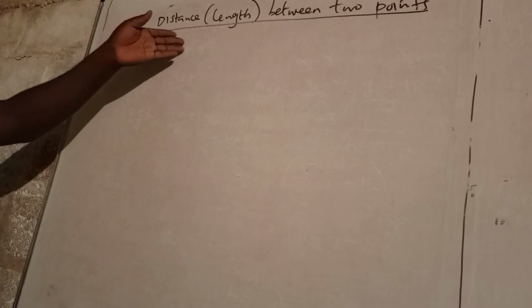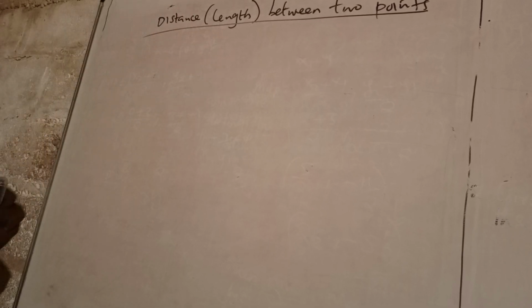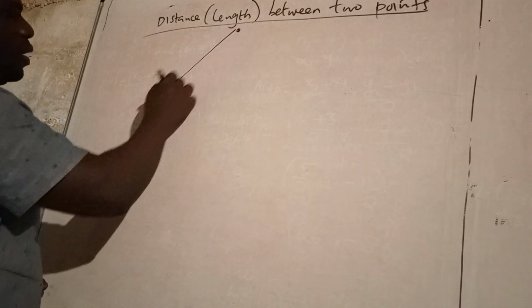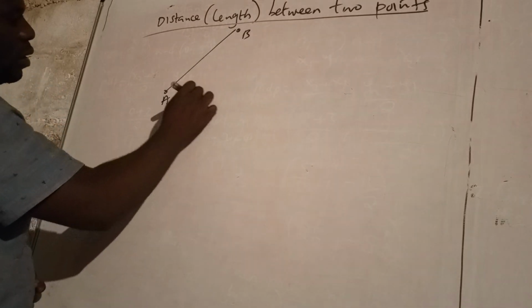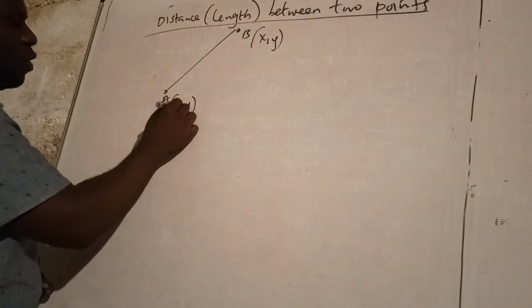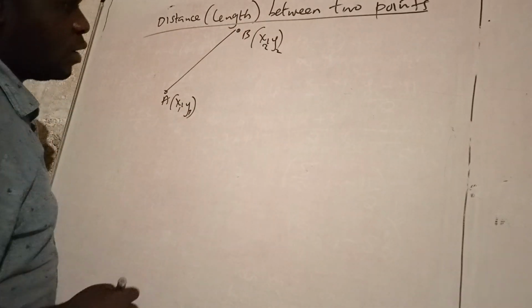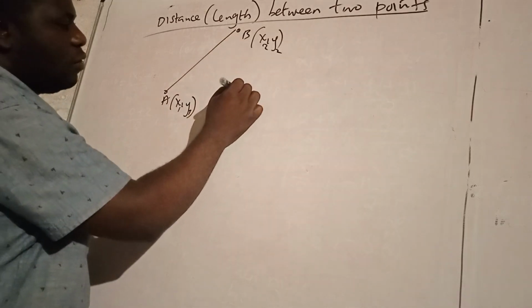So distance or length between 2 points. So when we talk about the distance, it is the length between 2 points. For example, if you have got point A and point B, so point A and point B as x comma y, even here x comma y. So it means we have 1 here, 2 again here.